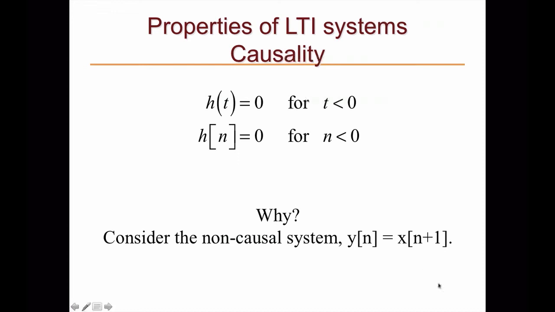Let's consider this non-causal system y[n] = x[n+1]. If we substitute y with h, then here we have x as delta. So h[n] equals delta[n+1]. Delta[n+1] has a value of 1 at time -1, that is, time less than 0. So you can see that whenever the system relies on future input, the delta would be on the negative side of the impulse response.